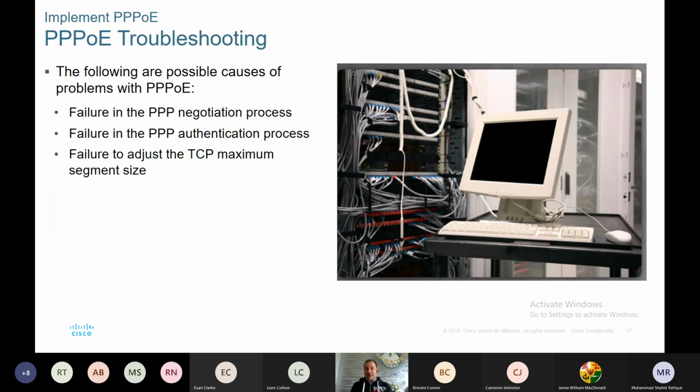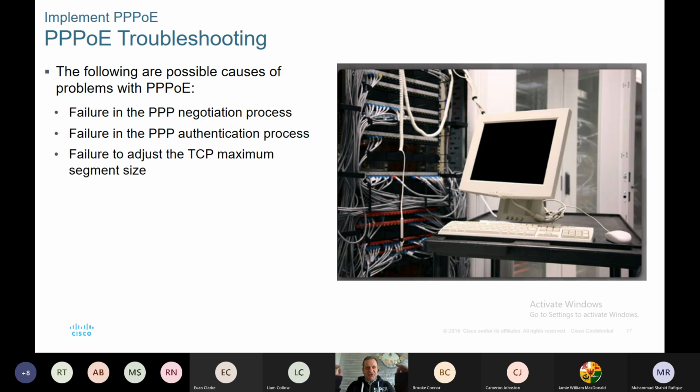Troubleshooting. Again, with PPPoE, there's a number of possible causes. Basically, three main things. A failure in the PPP negotiation process. So the negotiation process falls down. And that can be something to do with the end-to-end. Isn't all PPP, maybe you've got an HDLC in there or something.